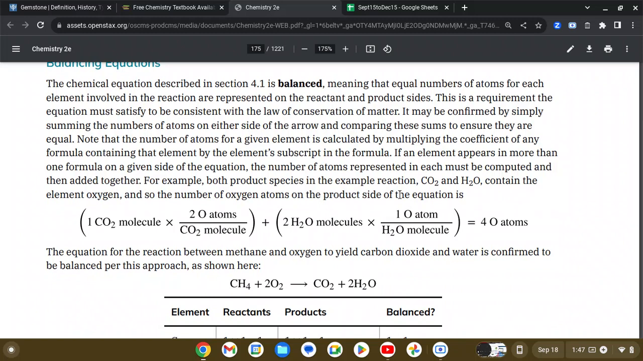Note that the number of atoms for a given element is calculated by multiplying the coefficient of any formula containing that element by the element's subscript in the formula. If an element appears in more than one formula on a given side of the equation, the number of atoms represented in each must be computed and then added together. For example, both oxygen species in this example reaction, CO2 and H2O, contain the element oxygen, and so the number of oxygen atoms on the product side of the equation is, and then there's that equation. The equation for the reaction between methane and oxygen to yield carbon dioxide and water is confirmed to be balanced for this approach, as shown here.